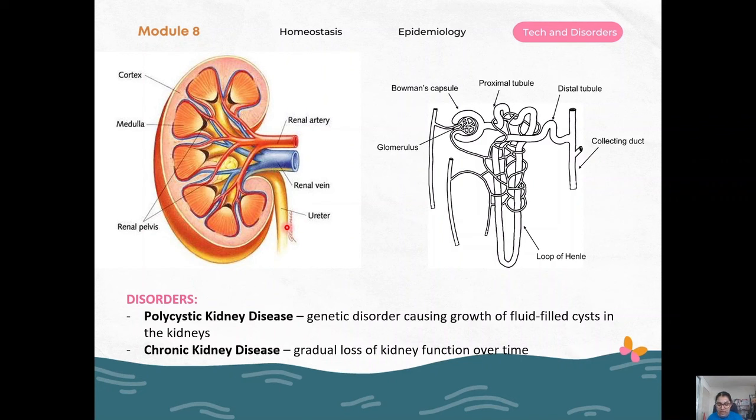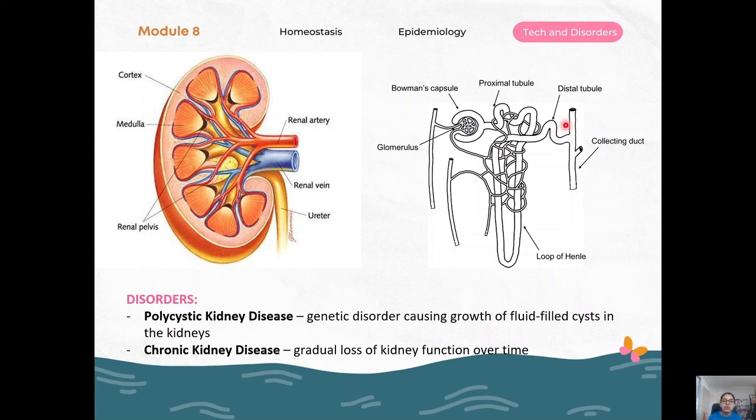So there are 2 disorders with kidneys, and this is showing you what a nephron looks like. There are nephrons here within the cortex and the medulla, and this is what a nephron looks like. This is where the filtration happens. So we've got the glomerulus right here within the Bowman's capsule. This is how the filtrate comes through, goes through the proximal tube, down the loop of Henle, the descending and ascending loop of Henle, up through the distal tube, and into the collecting duct.